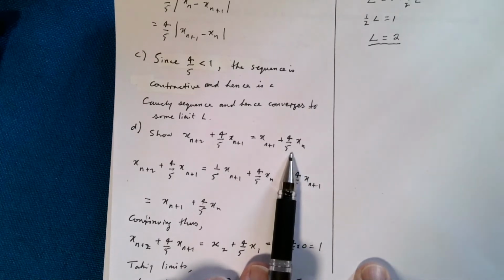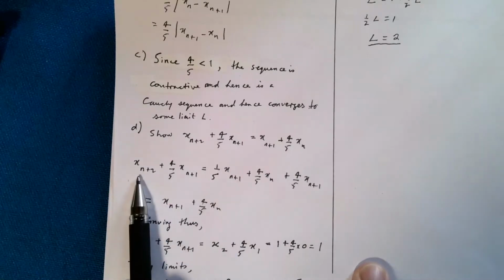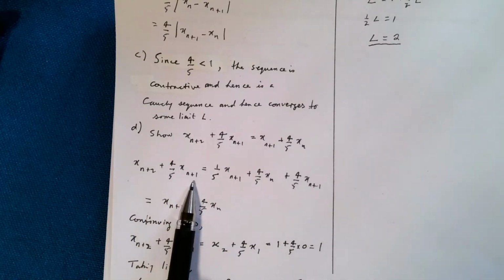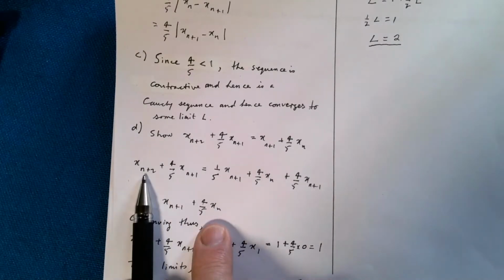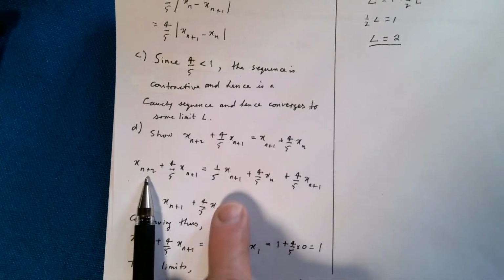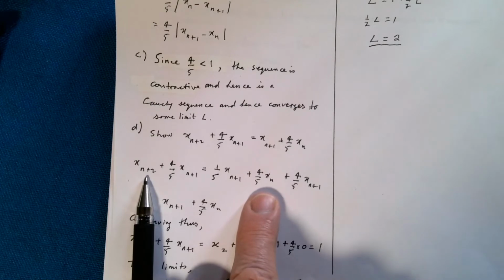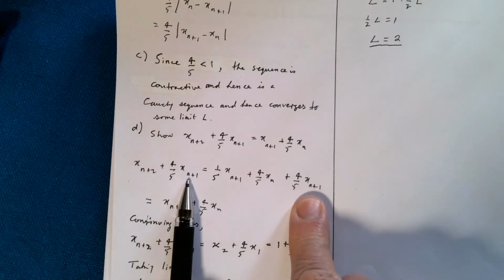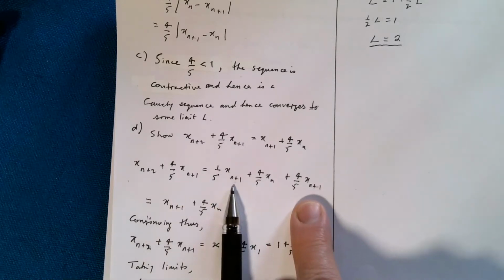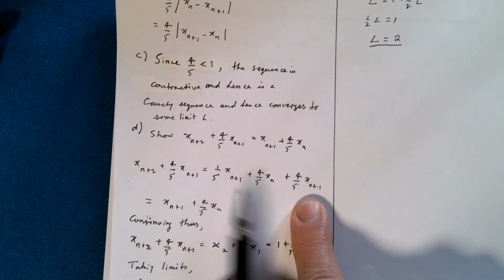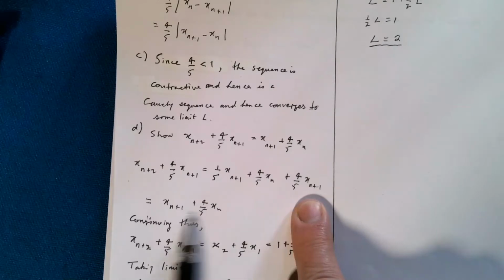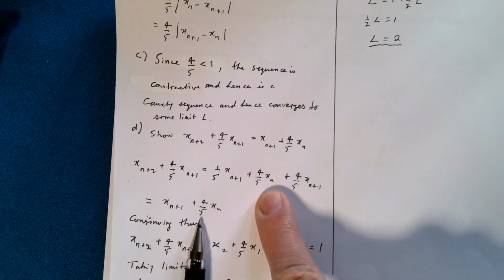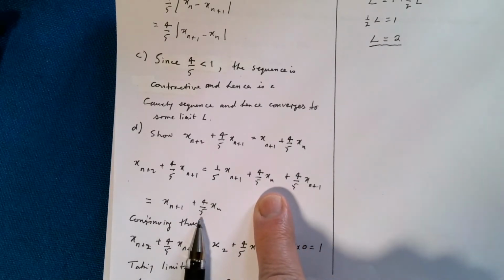So once again, all we need to do is copy down the left-hand side, and I'm just going to use the recurrence again to replace x_{n+2} with 1/5 times x_{n+1} plus 4/5 times x_n, and then I copy that down. And now when I add these two terms together, I get 1/5 plus 4/5 is 1, and I've got 4/5 x_n, and that's all we had to do.